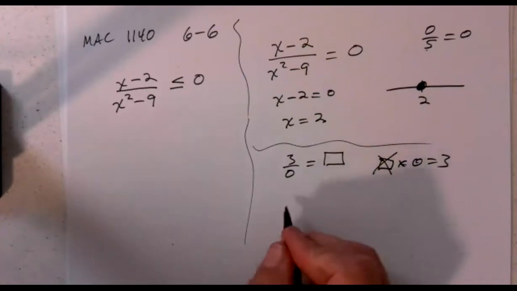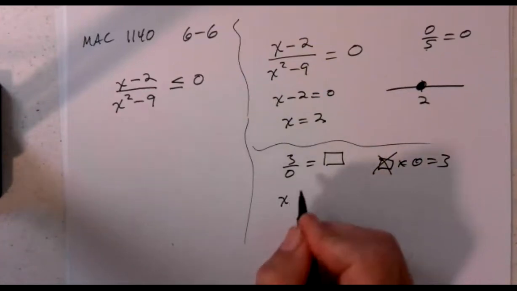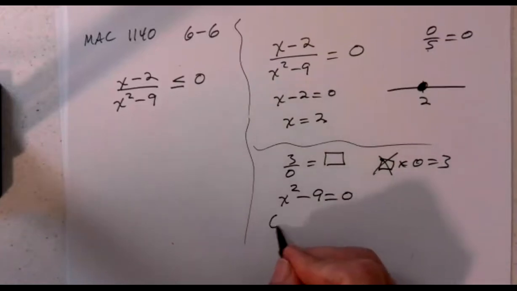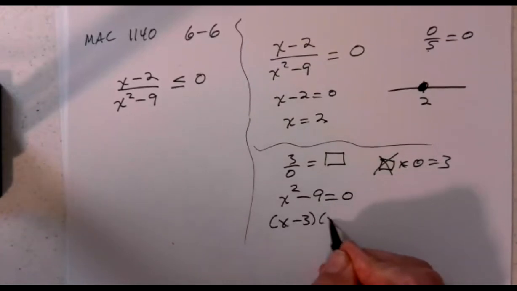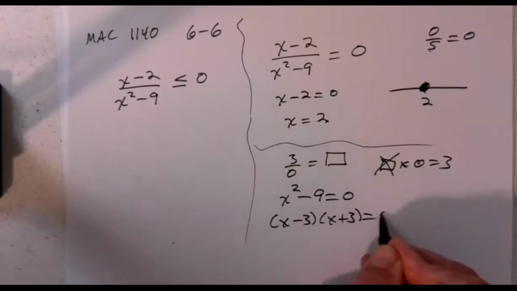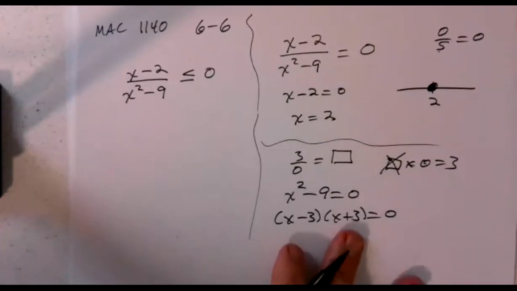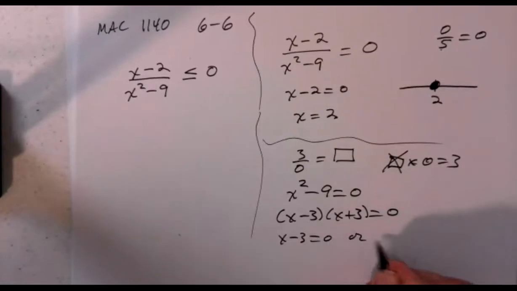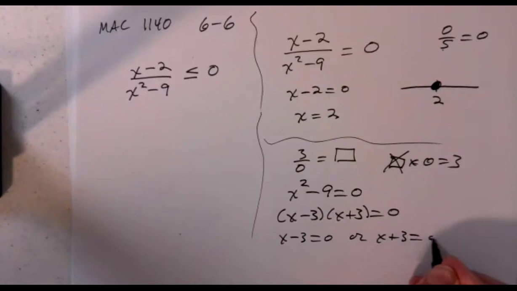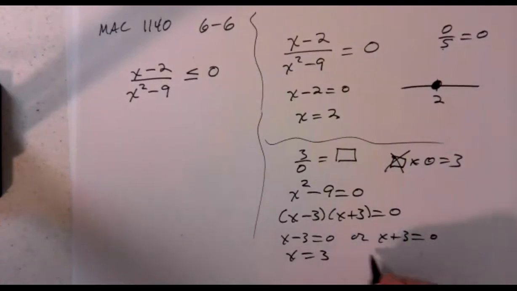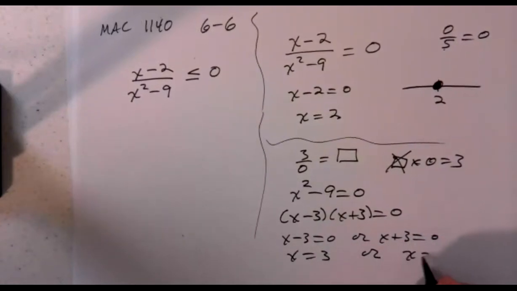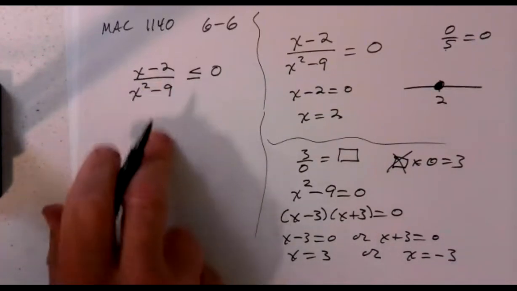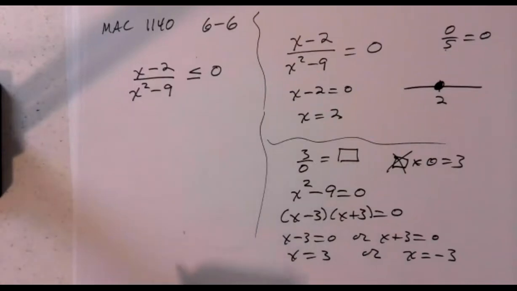So let's find out when it is. When does x squared minus 9 equal 0? Well, we factor that. That's (x minus 3)(x plus 3). So that means x minus 3 is 0 or x plus 3 is 0. So we get x is 3 or x is negative 3, but it cannot be. Those numbers are not in the domain. They are not allowed. You cannot have a division by 0.